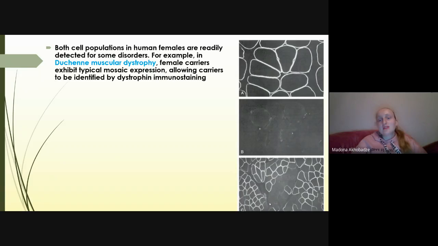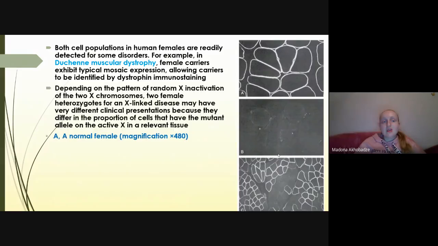And here is just the carrier of the mutation, because some of the cells got normal dystrophin, and some of the cells don't have the normal one. So this means this part got the X chromosome which is the carrier of the mutation, and in these cells, the X which is the carrier of the normal chromosome is inactivated. Okay, so this is a normal female, absolutely normal female. This one is an abnormal female.